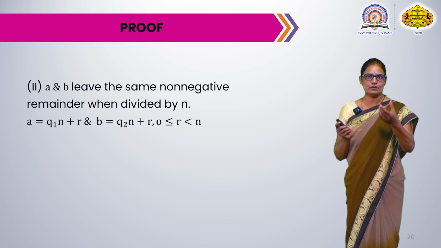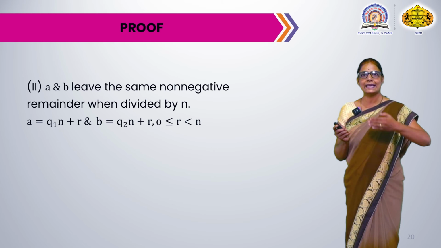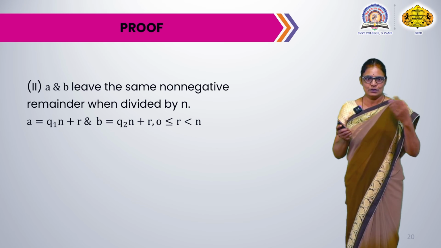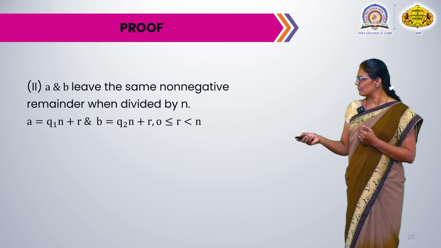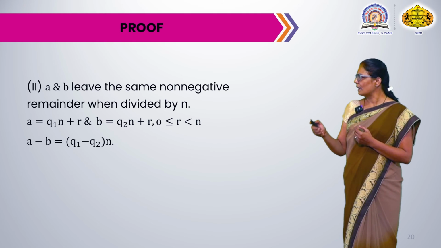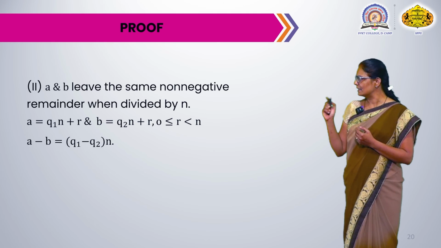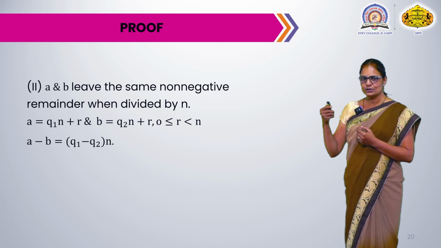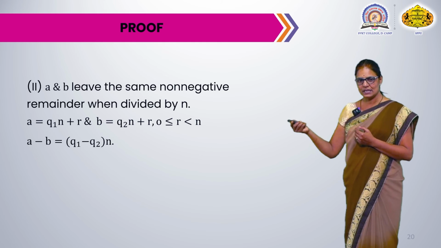Now take the difference of these, because we want to prove that A is congruent to B modulo n. So take the difference of these two integers. We get A minus B; R gets cancelled, and taking n common from the left side, we get Q1 minus Q2 times n.